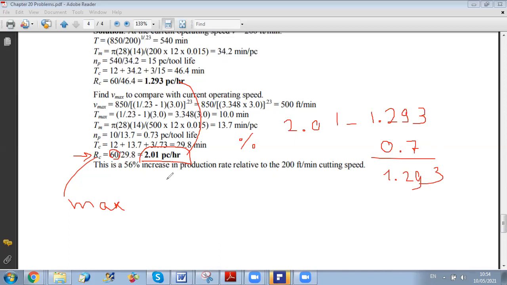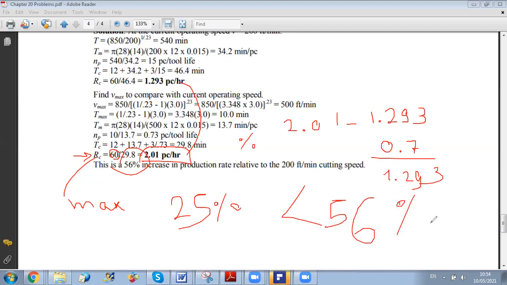Okay, since we want to achieve 25%, we can do it, because the maximum possible increase is 56%. Since 25 is smaller than 56%, it is possible to do this increase without changing the feed rate. We just have to change the cutting speed. And of course, we don't have to reach 500, because 500 feet per minute will give us an increase of 56%, while we just need an increase of 25%.